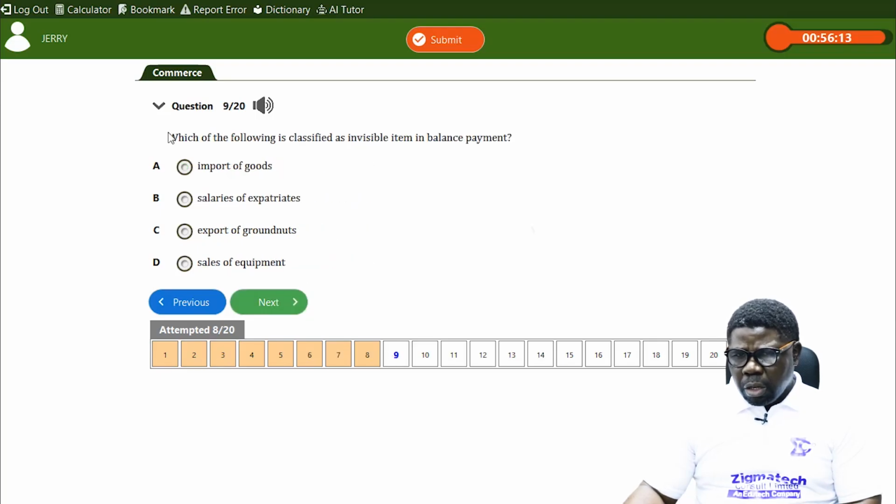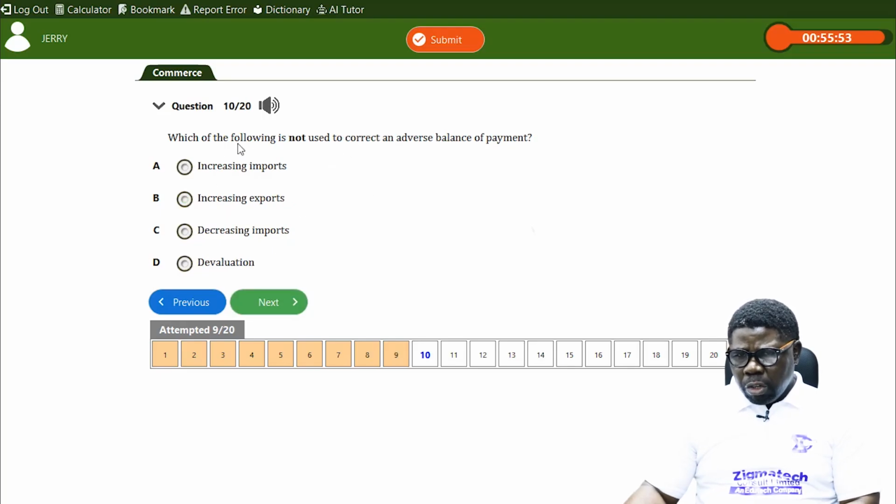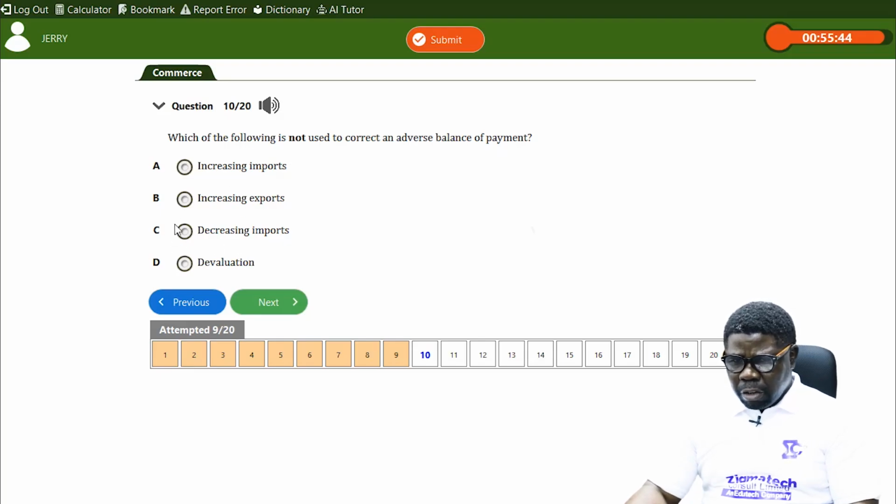Now, which of the following is classified as an invisible item in balance of payments? Anything that is service-based is invisible. So we talk about import of goods, salaries of expatriates, import of granules, sales of equipment. So it is B. The last question we're going to look at here is this: which of the following is not used to correct an adverse balance of payments? Increase in imports, increase in export, decrease in imports, devaluation. Increase in import is our answer.